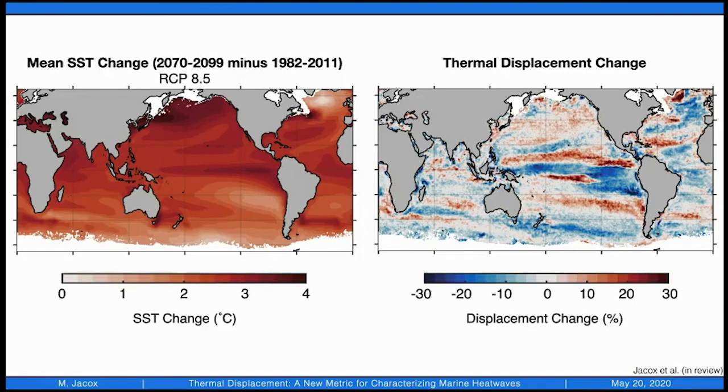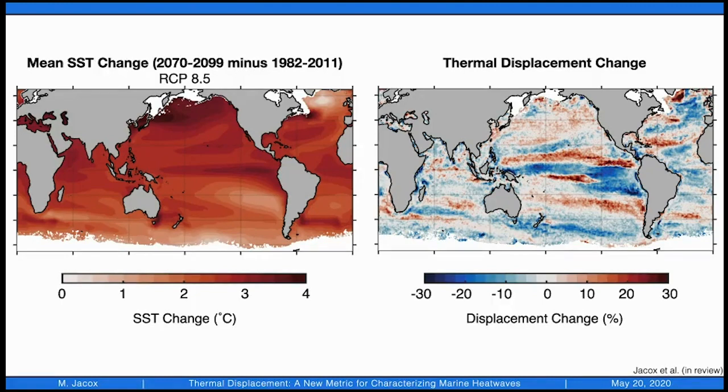And you see the opposite in much of the North Atlantic, at least in the central and eastern parts, where you have this relatively weak warming in the northern latitudes. And so that poleward gradient is actually getting reduced, reducing thermal displacements. The same is true for much of the Southern Ocean. So those are the main things that I wanted to present about this new metric and how we've looked at it. And I think this is a first cut at looking at it, and there's a huge amount that can be done to expand on this work.